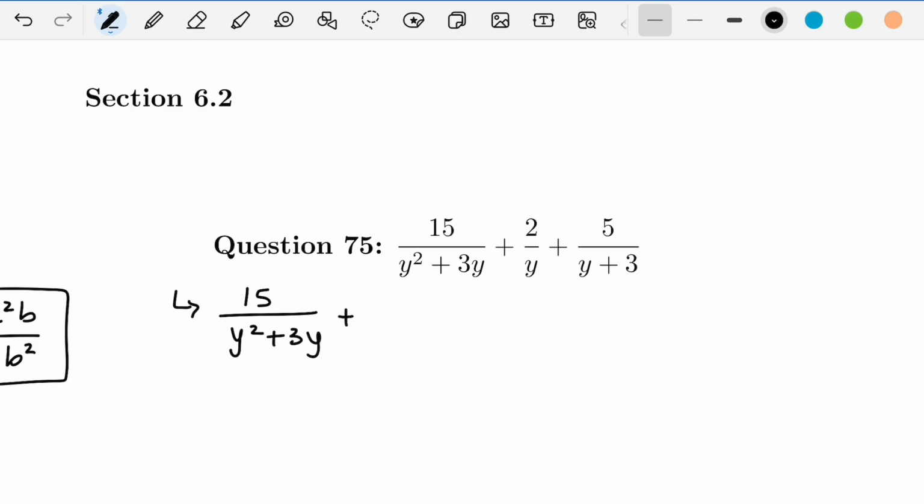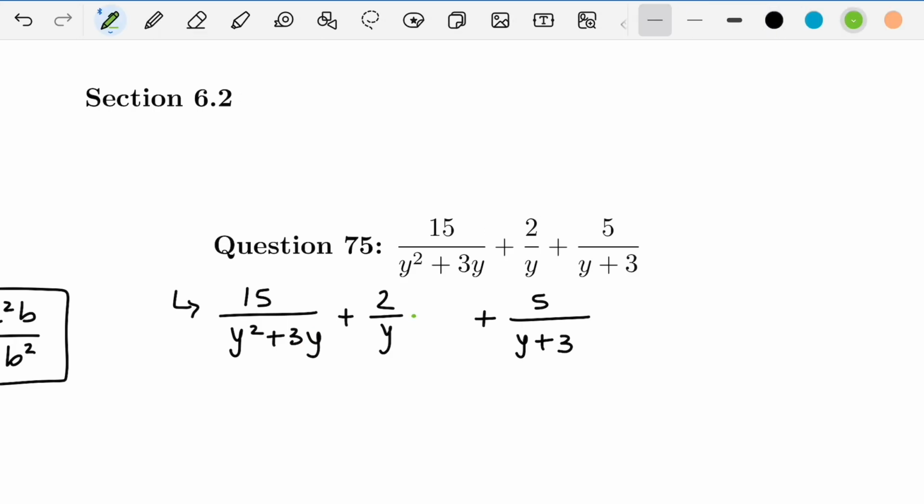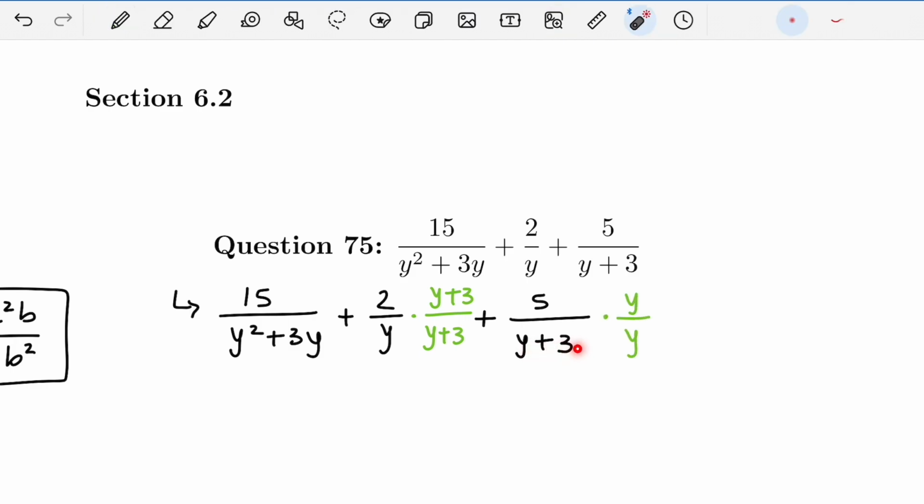And let's try to multiply our second and third expression by something that'll give us this common denominator of y squared plus 3y. Well, for the second term here, if I were to multiply the top and bottom by y plus 3, that would give me exactly y squared plus 3y. Similarly, for our third expression here, if I were to multiply the top and bottom by y, that would give me exactly y squared plus 3y.